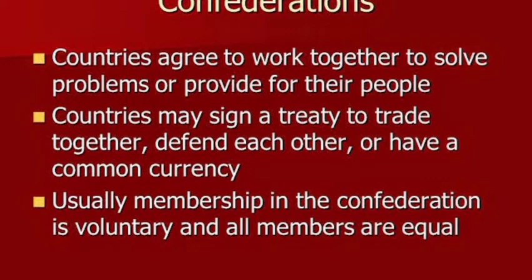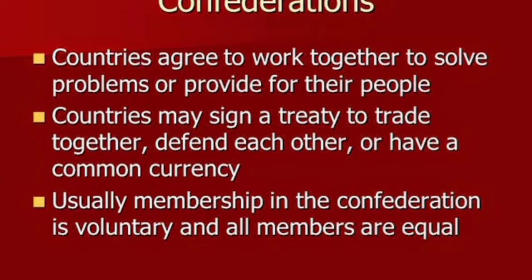Secondly, countries may sign a treaty to trade together, defend each other, or have a common currency, just like the European Union. You can see that the Union can also help to boost what? Trading activities between countries. Do you understand? In the area of defense, the countries can also help each other to defend and promote their national interest. I hope this is clear now.